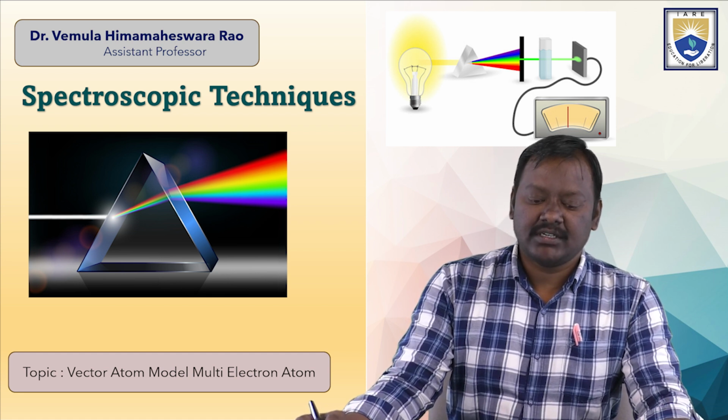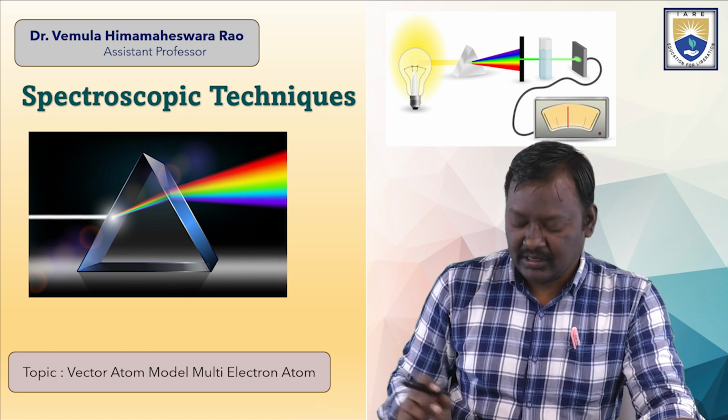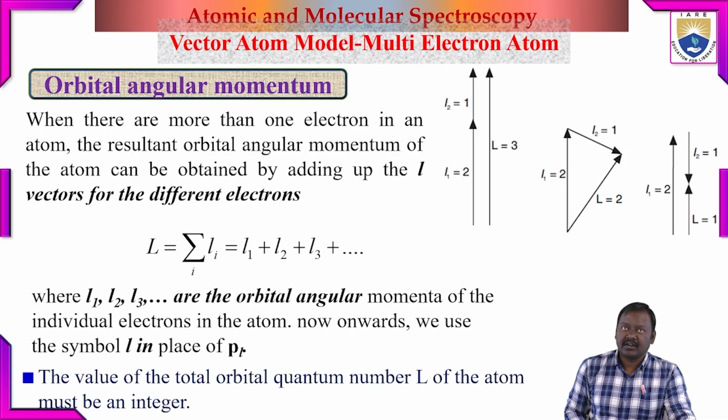Today we are going to discuss the vector atom model, multi-electron atom. In general, Bohr's theory and Sommerfeld theory discussed the structure of the atom, but they were successful in explaining only single electron atoms such as hydrogen. They failed to explain multi-electron atoms. Later on, the vector atom model succeeded in explaining multi-electron atoms also.